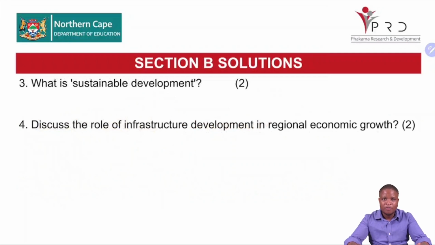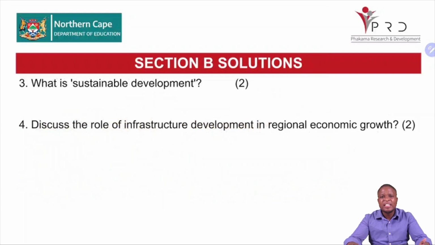So sustainable development was spoken about in the regional development and also in your environmental sustainability, where we said to sustain something, it means it must stay longer. So here we're talking about sustainable development. It means that a development must benefit us right now. We must be able to enjoy from this development, but not compromising for the future generation. It must be sustainable. It must stay long.